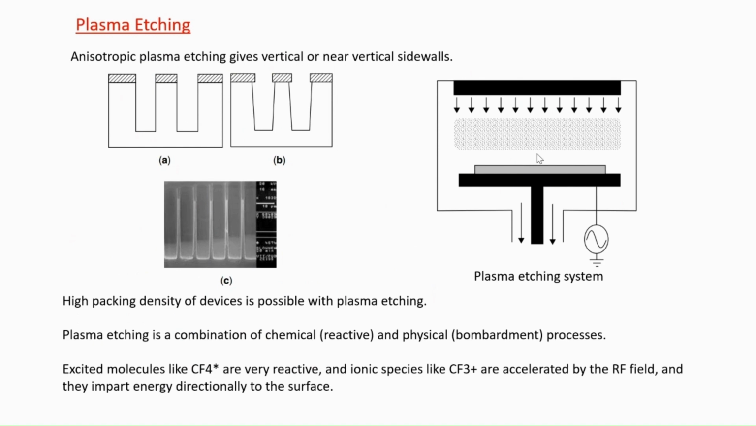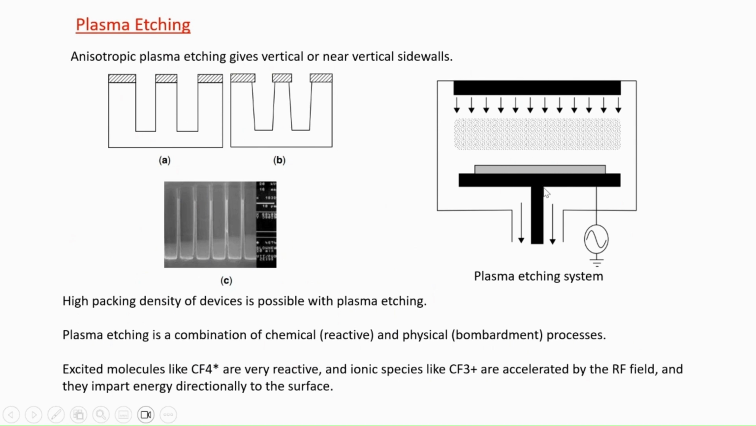You also get high packing density of devices with plasma etching. Plasma etching is a combination of chemical reaction and physical bombardment. For the chemical reaction, for example, if you're using CF4 as a gas, then the excited molecules like CF3 are very reactive, and ion species are accelerated by RF.